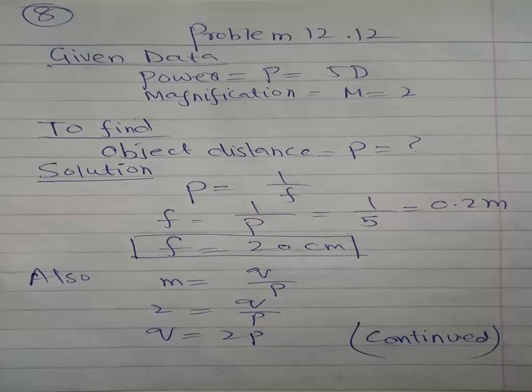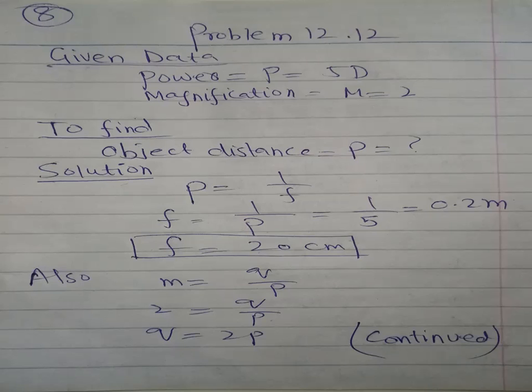First of all, I read the statement for 12.12, which is on page number 67 of the 10th class textbook. The power of a convex lens is 5D. 5D means 5 diopter. At what distance should the object be placed from the lens so that a real and 2 times larger image is formed?